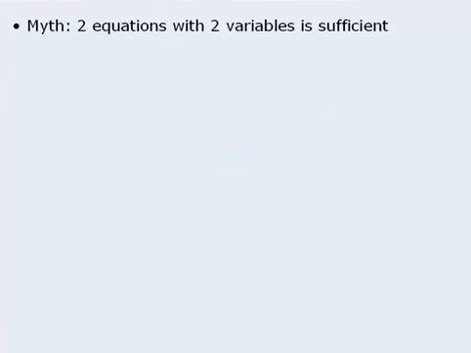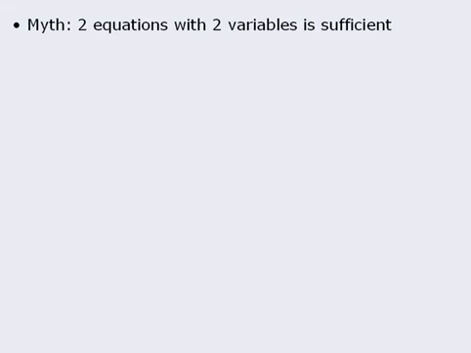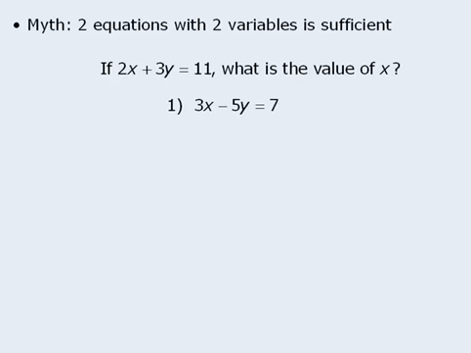The next myth to discuss is the one that says two equations with two variables will always provide sufficient information to determine the individual values of x and y. Now sometimes this rule works. For example, in this question, we want to find the value of x. We are given one equation with two variables, and statement 1 provides a second equation with two variables.